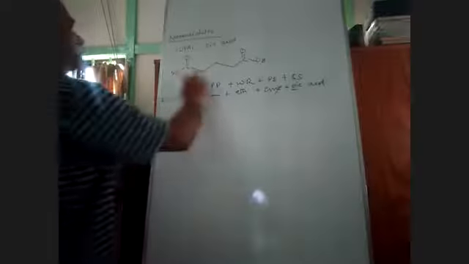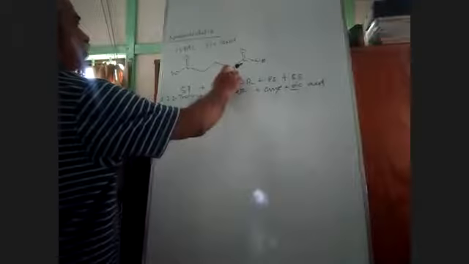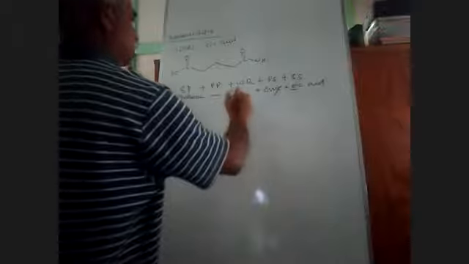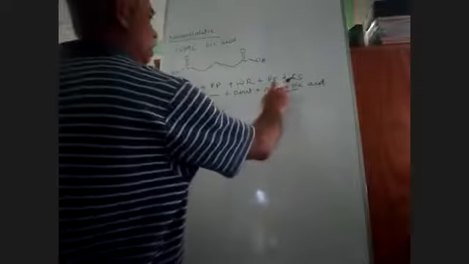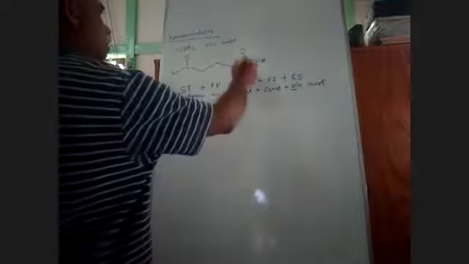Look at this molecule. How many carbons does it have? 1, 2, 3, 4, 5. It does not contain any double bond or triple bond. So this is "an". Now, how many carboxylic groups does it have? 2. So you write the position.